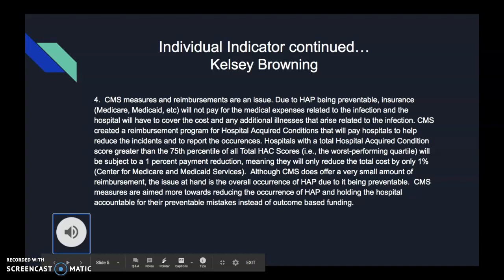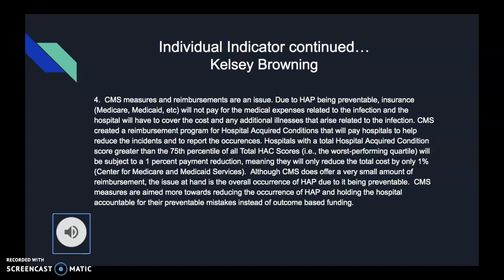This is Kelsey Browning, and I will be continuing the individual indicator slide. For question number 4, CMS measures and reimbursements are an issue. Due to hospital-acquired pneumonia being preventable, insurance such as Medicare and Medicaid will not pay for the medical expenses related to the infection, and the hospital will have to cover the costs and any additional illnesses that arise related to the infection.